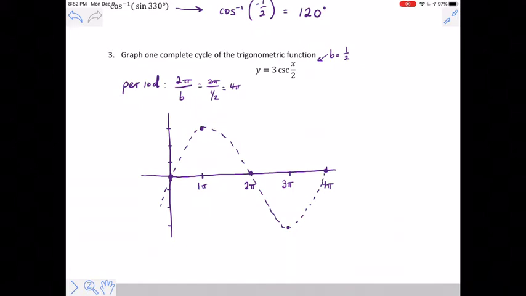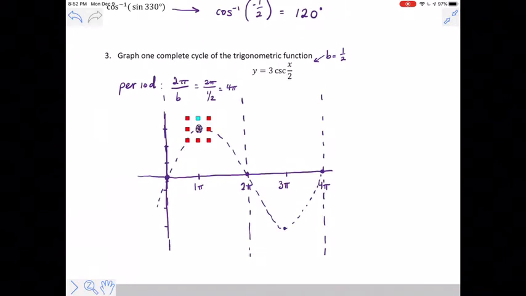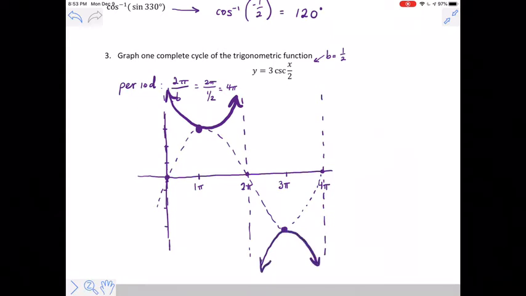And then anywhere this graph crosses the x-axis is where cosecant is going to have a vertical asymptote. And it has one going through the y-axis. So between those two vertical asymptotes, that's the minimum value, and it turns up like this. And then between these two asymptotes, this is a maximum value. It turns like that.